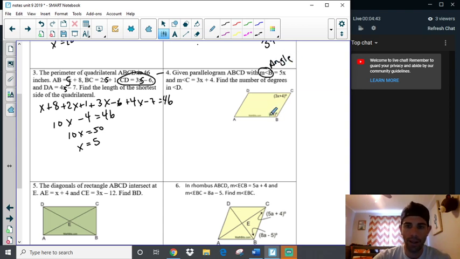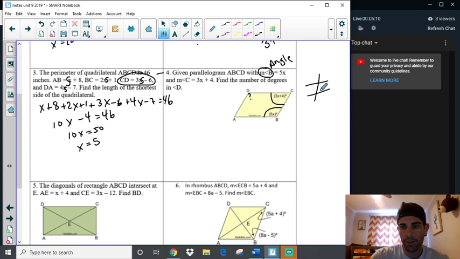4, given parallelogram ABCD, okay, switching it up now, we're going with angles. Angle B is 5x, written inside. Angle C, 3x plus 4. Find the number of degrees in angle D. So again, they want this guy. Nothing to do with what they gave me. Remember, in a parallelogram, opposite angles are congruent. So if I want to find angle D, well then I better know angle B. How am I going to find angle B? Well, let's look at what they gave me. They gave me this angle and this angle.